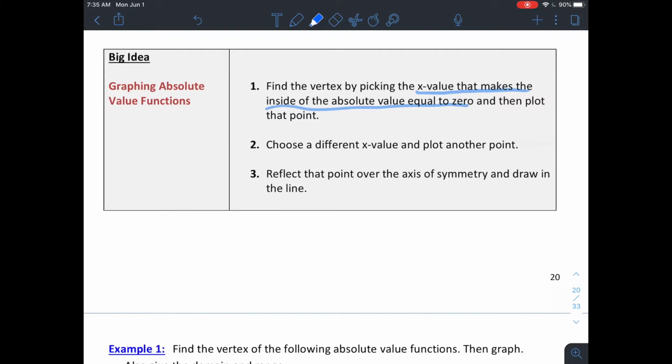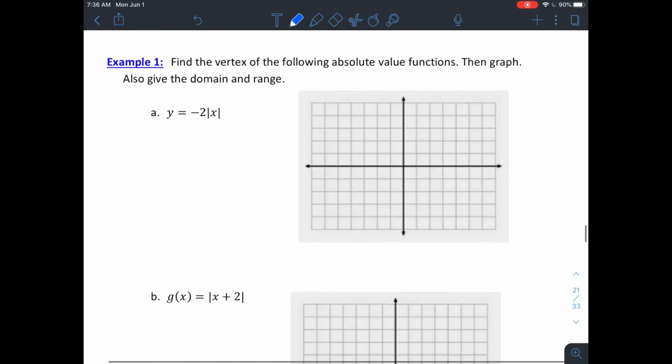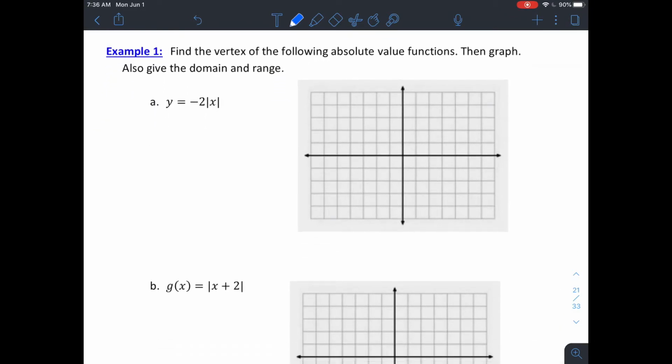Then we're going to pick another x value, plug it in, get a y value out, probably a couple actually. And then since this is symmetric, we will reflect those points over the axis of symmetry and draw in our other half. So let's do a couple of graphs here. So we're going to start by finding our vertex.